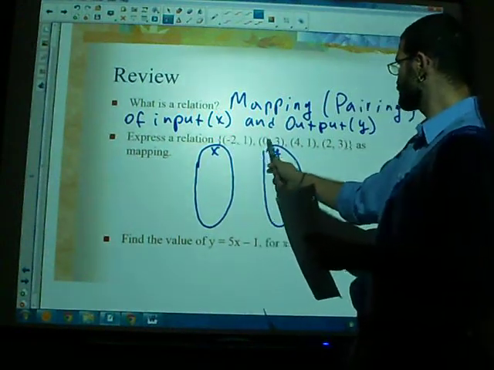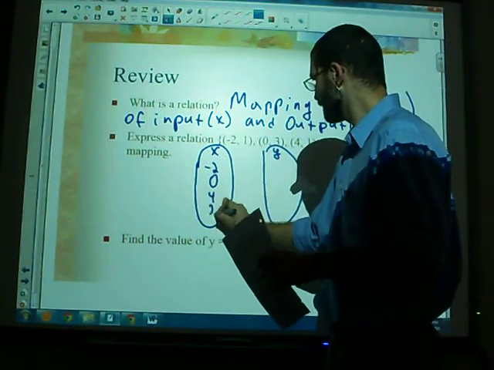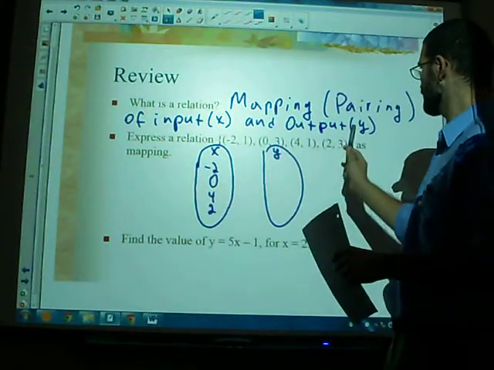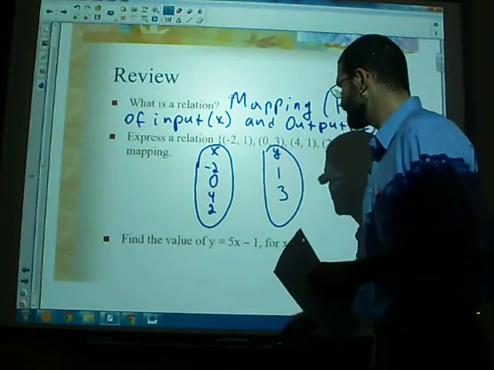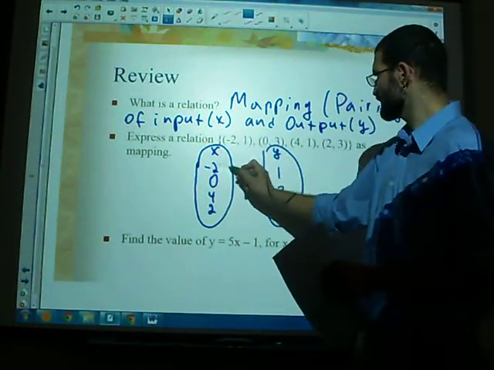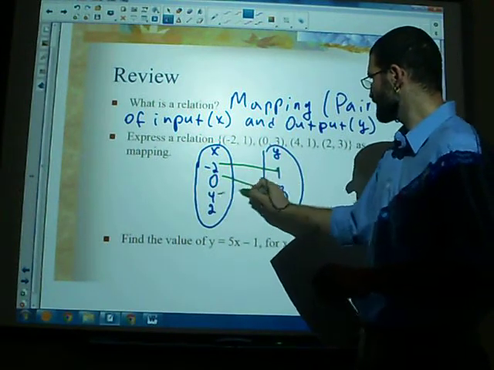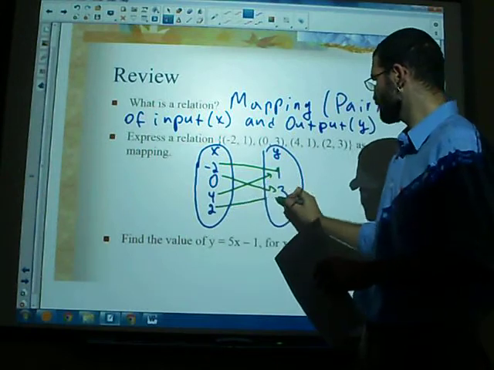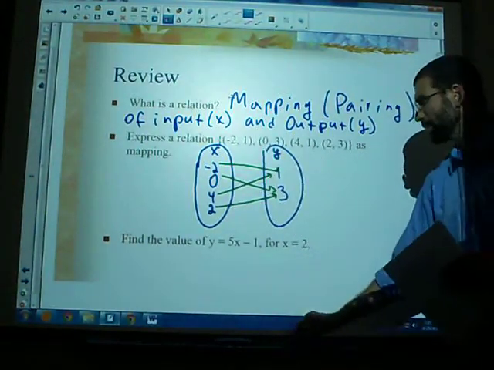So we have negative 2, 0, 4, and 2. And then 1, 3, 1, and 3. And remember, you do not repeat these numbers in the diagrams. So negative 2 is connected to 1, 0 is connected to 3, 4 is connected to 1, 2 is connected to 3. So that's this relation shown as a mapping.